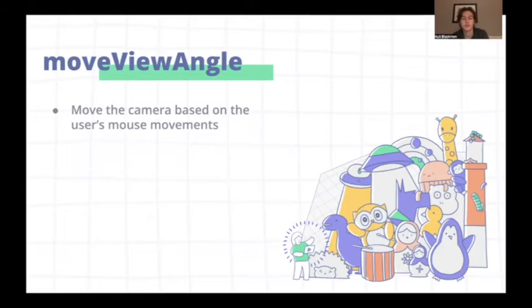And finally, there's move view angle, which we won't get too much into how that works either, but basically it just moves the camera around the cube so that you can look at it from different angles when the mouse is moved. And with that, we will get into the actual coding.